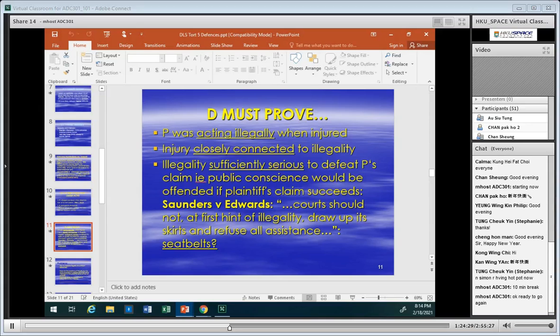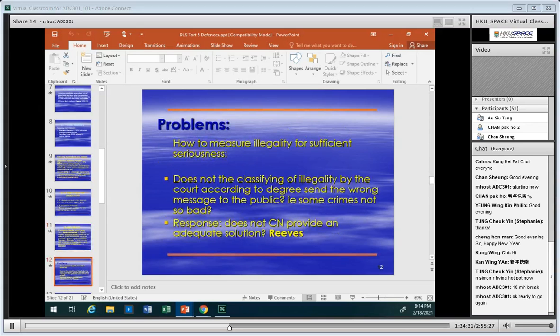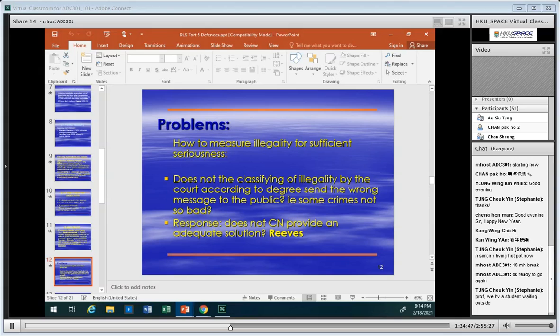So it does raise issues here. What is illegality? How do you measure illegality for sufficient seriousness? Well, I'll tell you now, everybody, not wearing a seatbelt would not be sufficient to ground a claim for illegality. But it is a crime.